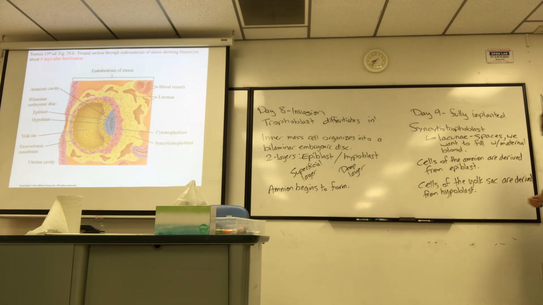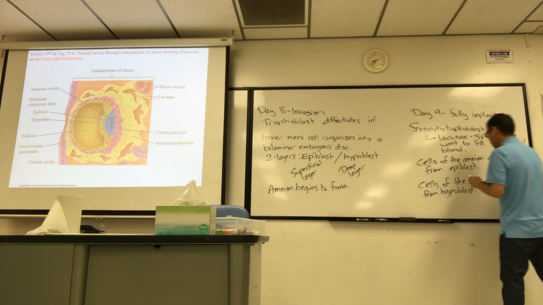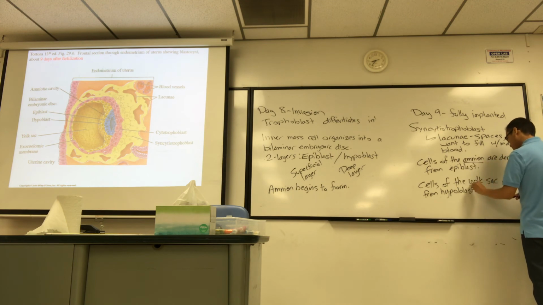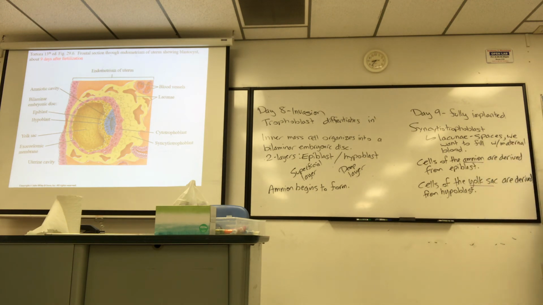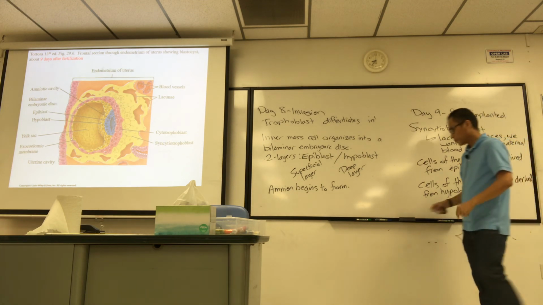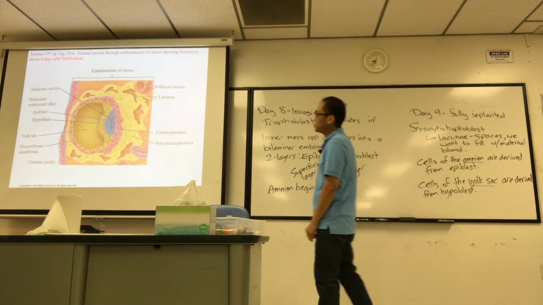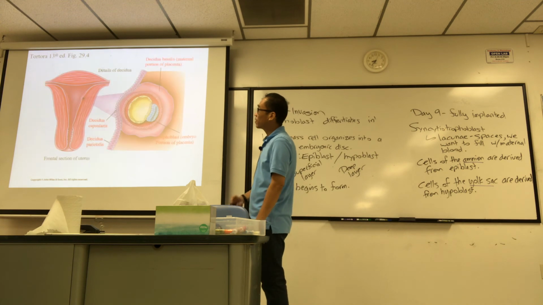But I do want to say that the amnion and the yolk sac are extra embryonic. Those are supportive structures that will help development, but are not literally the baby. But they are derived from epiblast and hypoblast cells, which are the baby. And I think that's all that's new here. Let's move on, day 9.